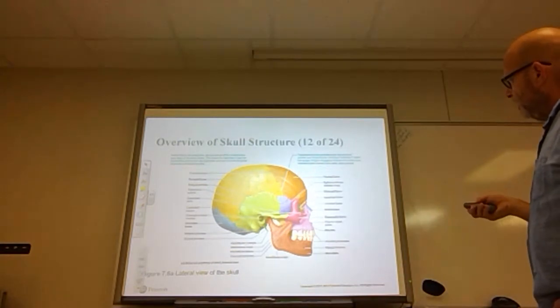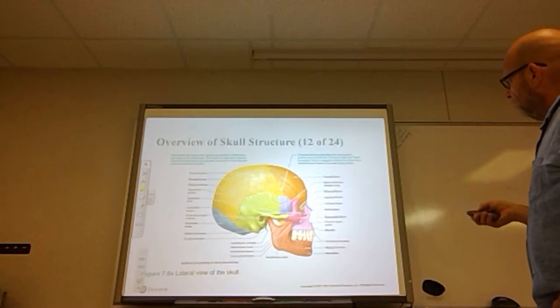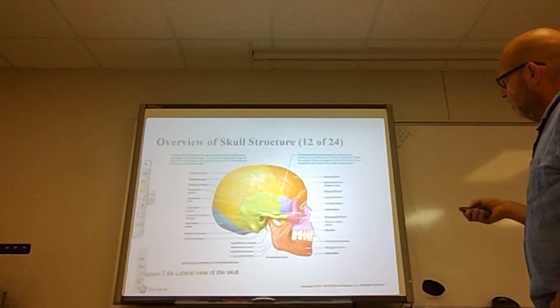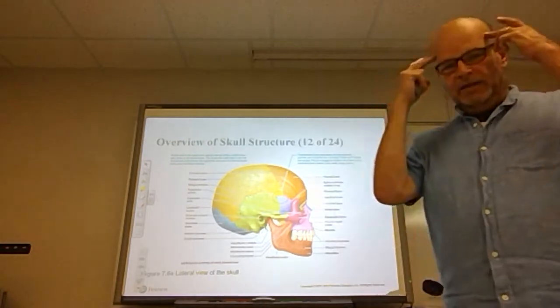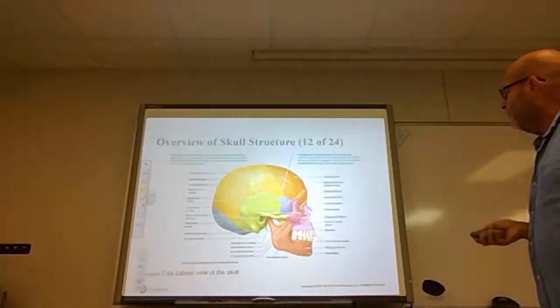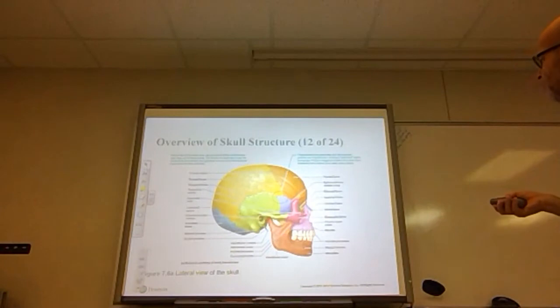There is a weak spot right here in the temple where all of these bones come together. The parietal bone, the frontal bone, the sphenoid bone, and the temporal bone. They all come together right here in this little area. That is the weakest spot in the skull. Again, it's right about here. It can be very dangerous in head injuries.